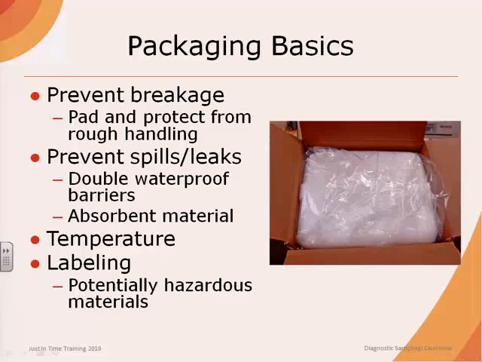Fragile primary sample packaging, such as tubes, slides, and vials, must be wrapped and separated to prevent breakage. In the event the sample does break during shipment, care must be taken to prevent samples from spilling or leaking outside the container. This is accomplished by using 2 waterproof layers of absorbent material, such as paper towels, between them.